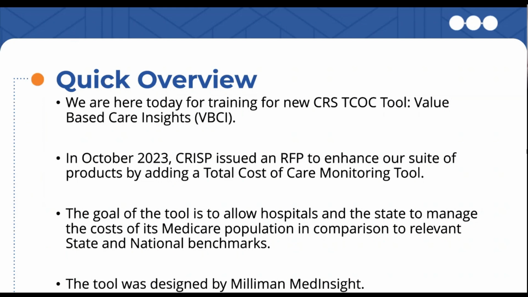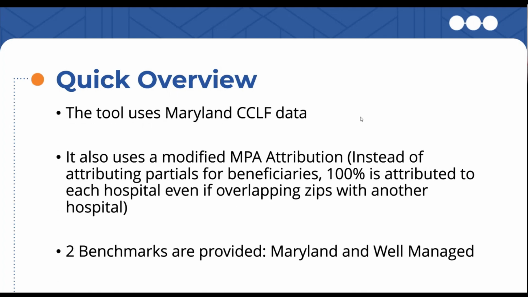The tool that we'll be reviewing was designed by Milliman Med Insight, who's here today with us for the training. The tool does use Maryland CCLF data, and I would like to also note that it uses a modified MPA attribution. So instead of attributing partials for beneficiaries, like 40% to one hospital, 60% to another, 100% is attributed to each hospital, even if they're overlapping zips with another hospital. I'm just going to quickly note that we do have two benchmarks in the reports. There's a Maryland benchmark and what's called a well-managed one, and the Milliman team will get into that during the training.